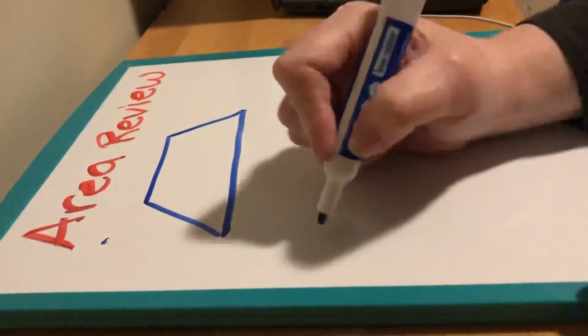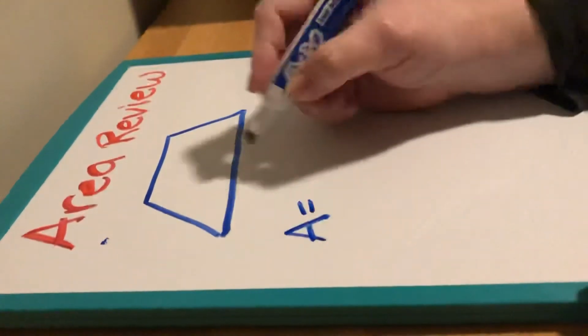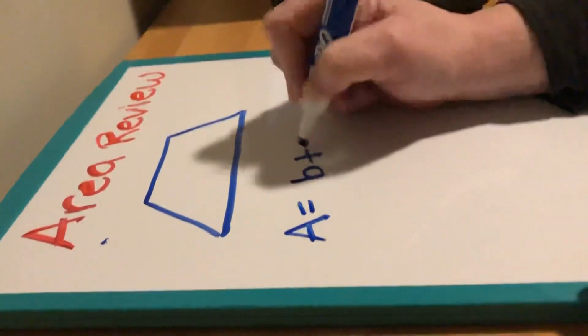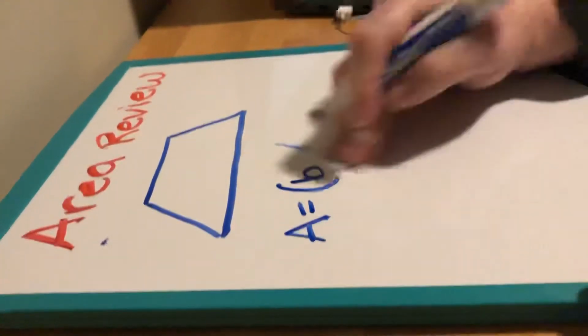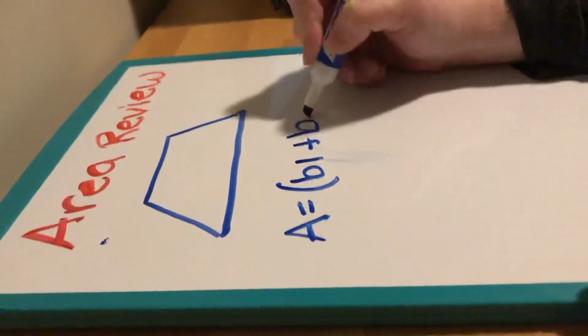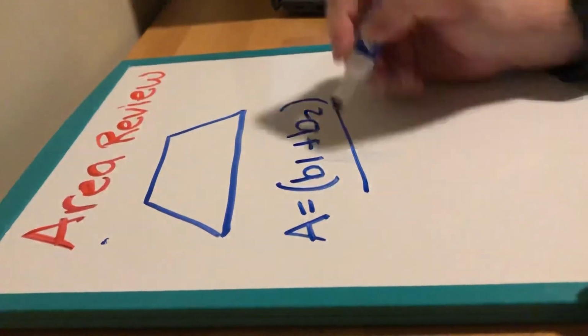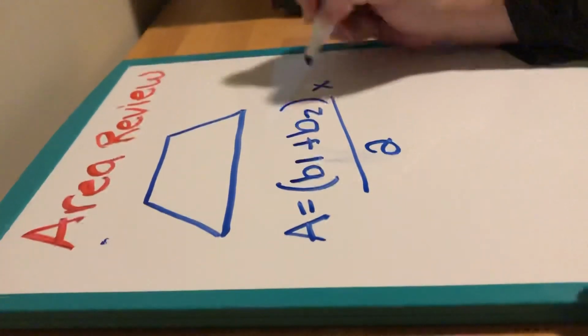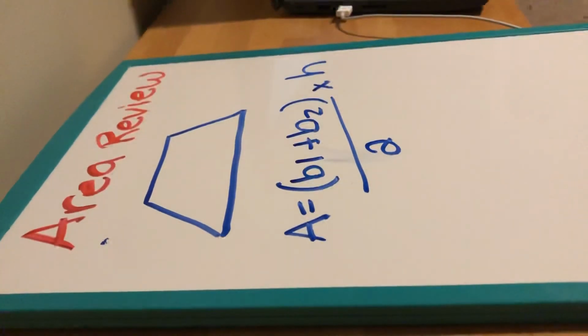The formula for this is base 1 plus base 2 divided by 2 times height. Now you're thinking, holy smoly, that's a big formula. And it is, but it's not.